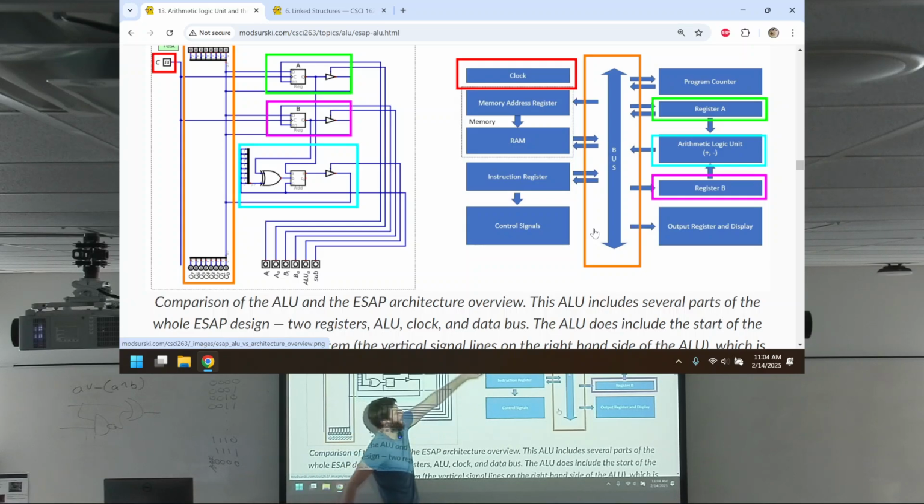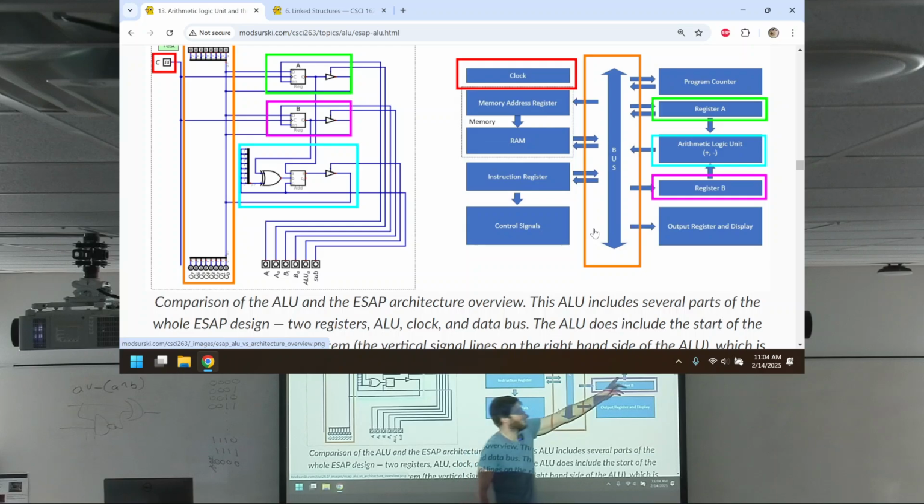Like, okay, RAM has an input-output. ALU has really only an output. Register has an input-output, input-output. Okay?